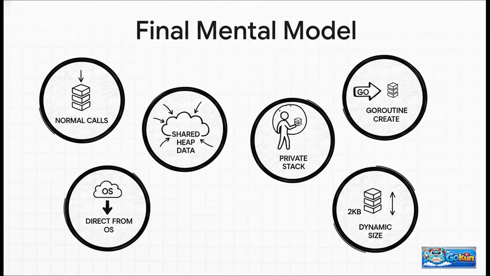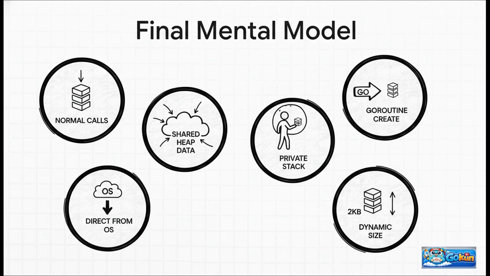So let's bring it all together. Here is the final mental model you should walk away with. 1. Normal function calls just add frames to the current stack. 2. The Go keyword is the only way to create a new goroutine and a new stack. 3. The heap is for sharing data or for data that needs to outlive its function. 4. Stacks are always private to a single goroutine. 5. Stack memory is requested directly from the OS. It does not come from the heap. And 6. These stacks are dynamic. They start at a tiny 2 KB and grow automatically as needed.